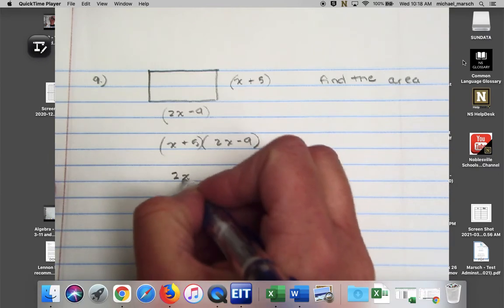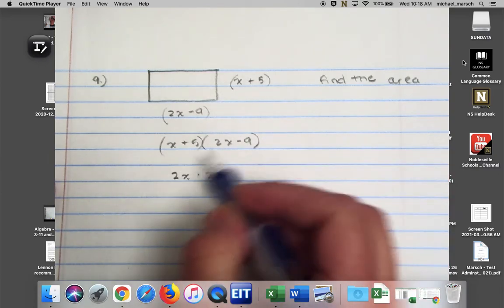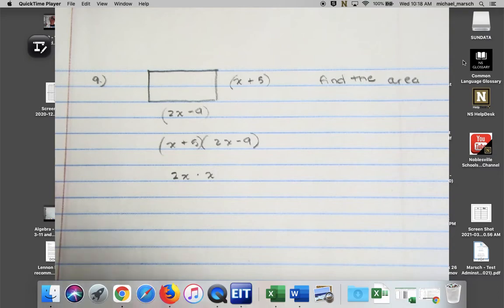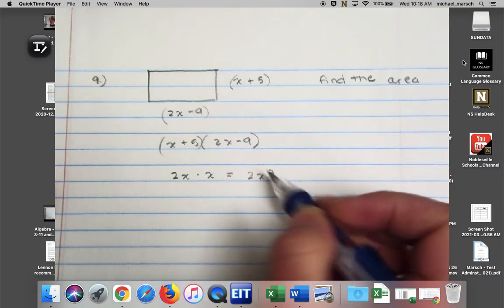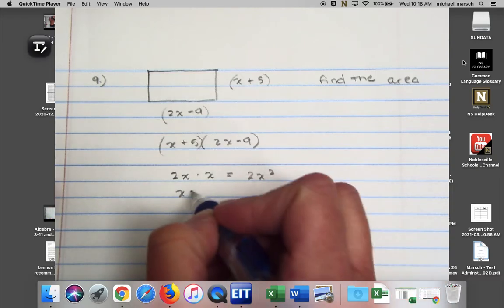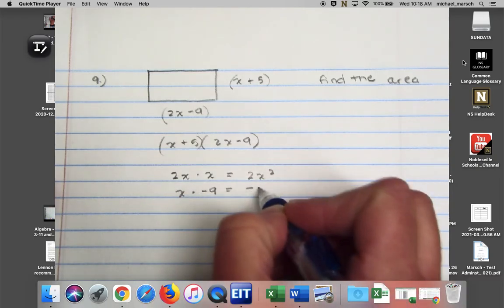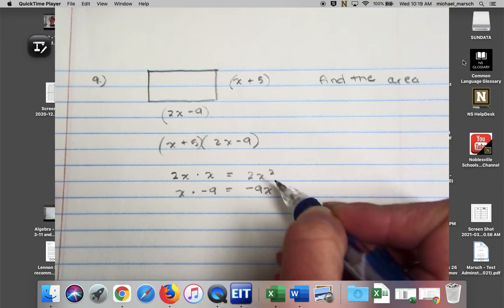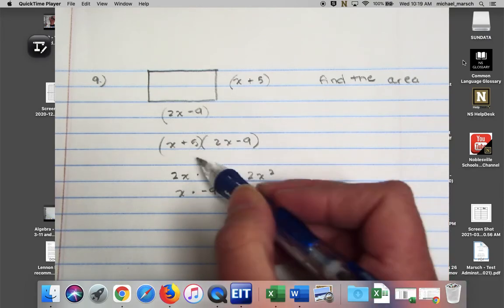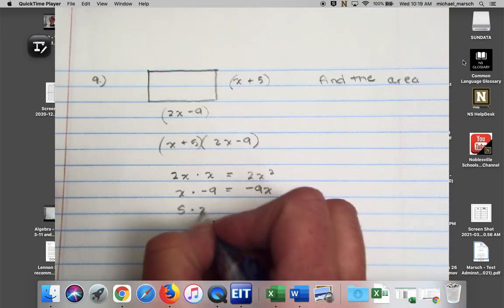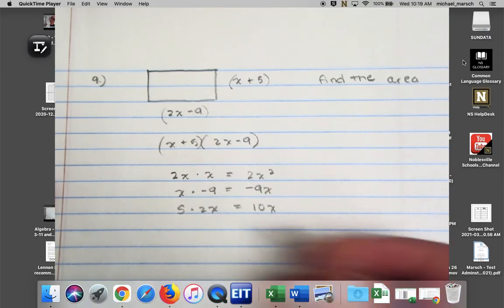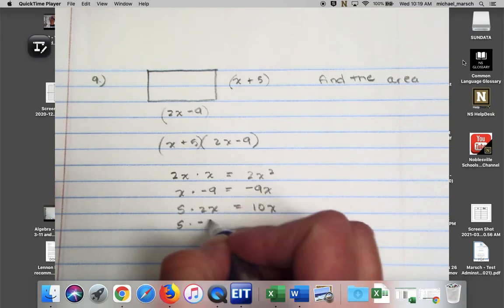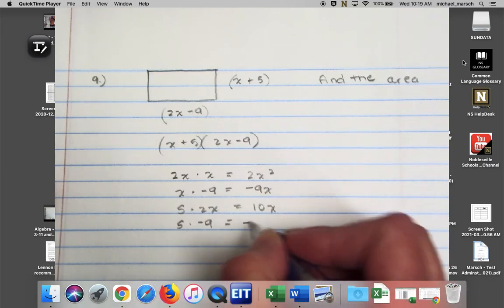So I've got 2x times x because that's my first. So I'm going to get 2x squared. I've got x times negative 9. So I've got negative 9x because that's my outer. I've got 5 times 2x, so that gives me 10x. That's my inner. And then I've got 5 times negative 9. So I get negative 45.